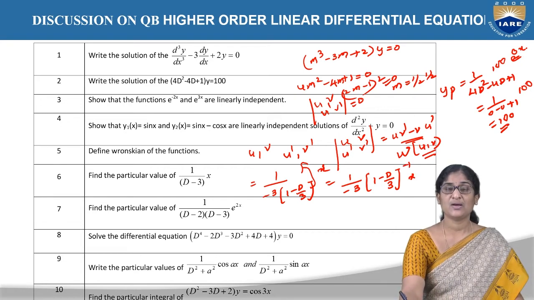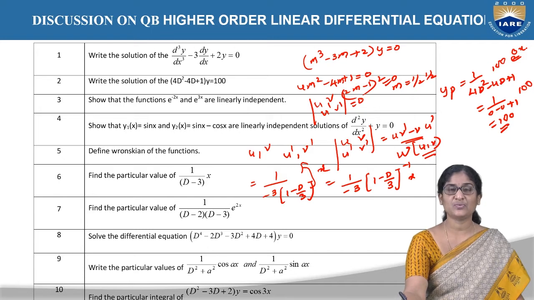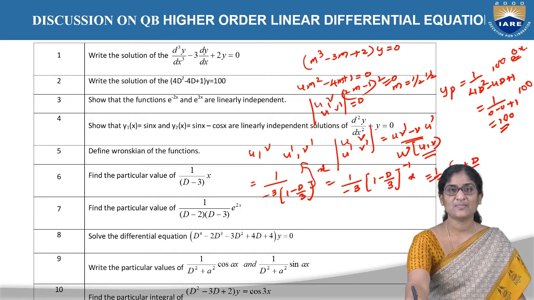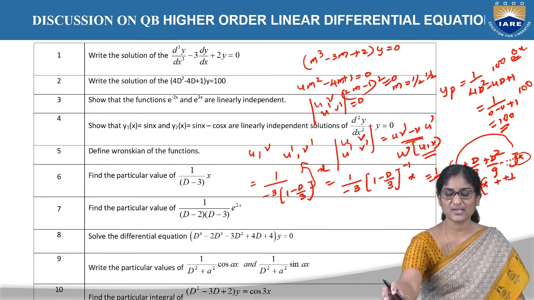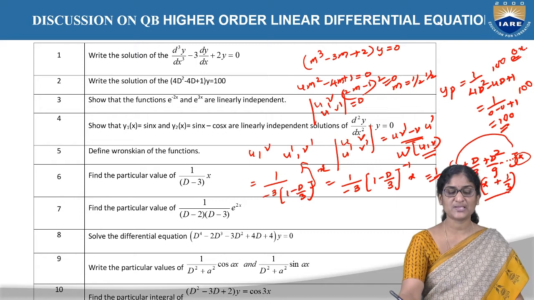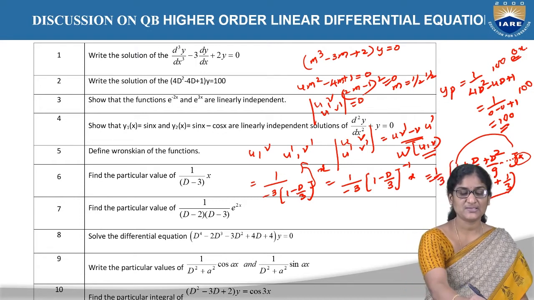We all know that (1 minus x) whole to the power of minus 1 is nothing but 1 plus x plus x square plus x cube, and so on. So in that case it comes out to be minus 1 by 3 into (1 plus D by 3 plus D square by 9, and so on up to infinity) into x. We have only one derivative of x, which is 1, so it is minus 1 by 3 into (x plus 1 by 3). So minus 1 by 3 into (x plus 1 by 3) is the value of the particular integral for the sixth question.